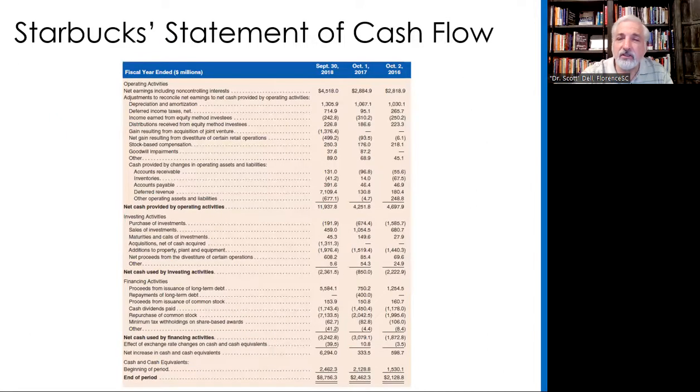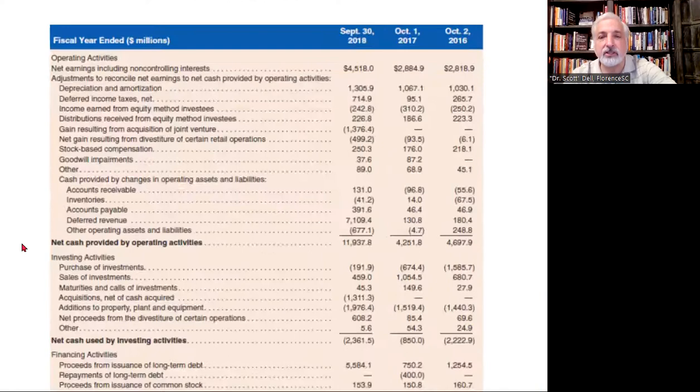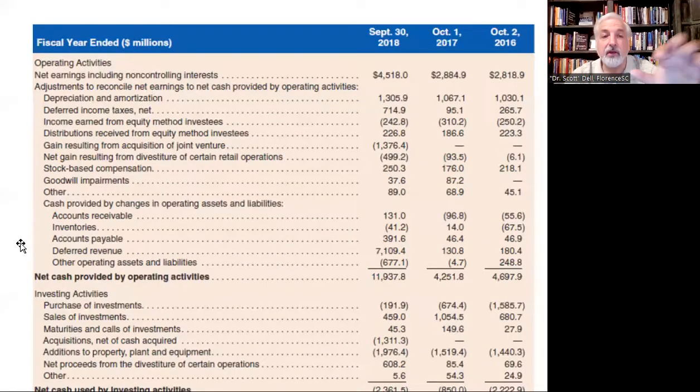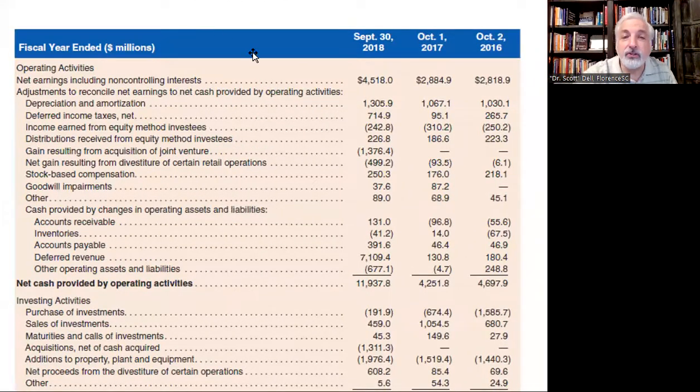So let's get a little closer look at a full cash flow statement. I'm going to expand this a little bit so it makes it a little bit easier to read, hopefully. And we're looking at that. Interestingly enough, we start off with net income, including non-controlling interest. So this is total net income, bottom line. And then we go in and adjust to reconcile. We have depreciation that we're adding back. We deducted it as an expense, but it's not cash. We add it back. We have deferred income taxes.